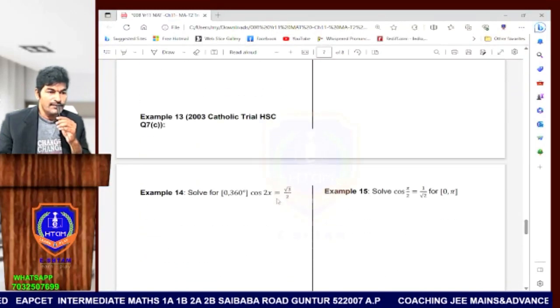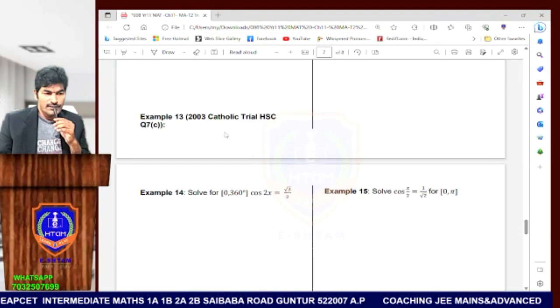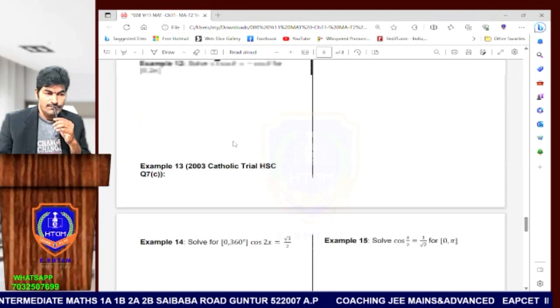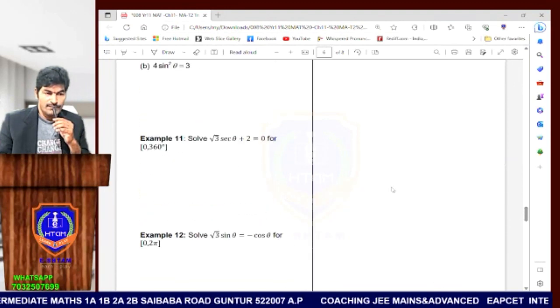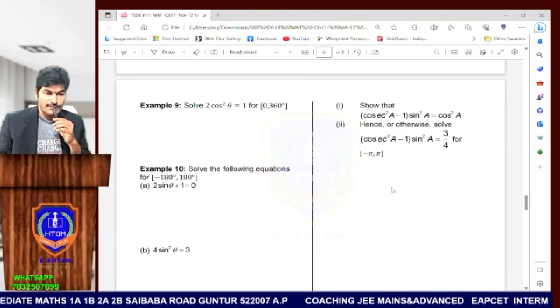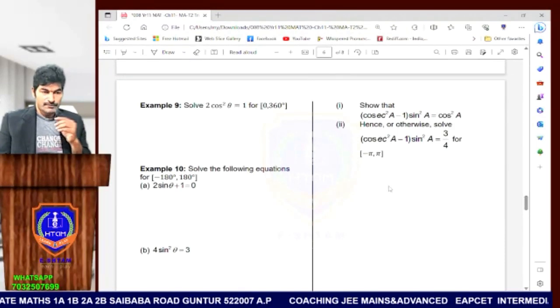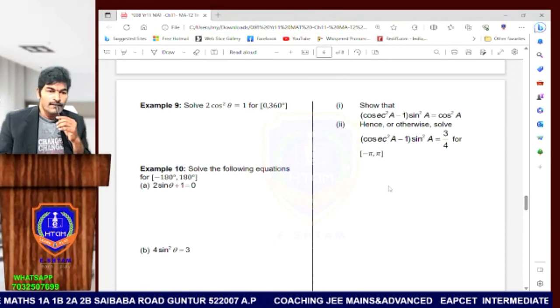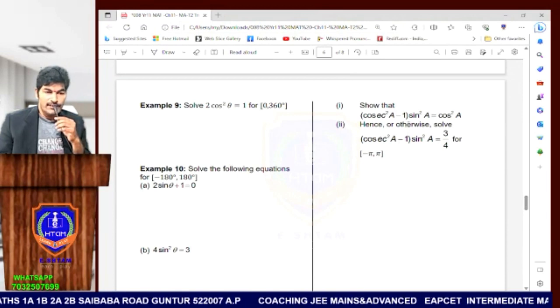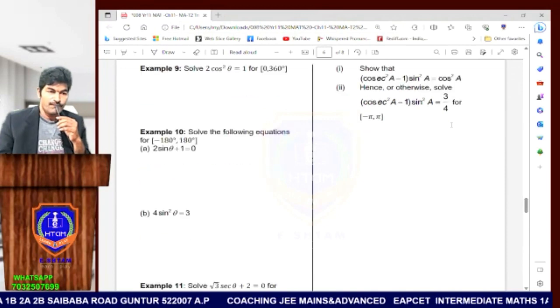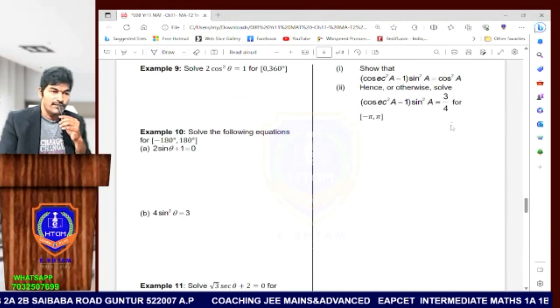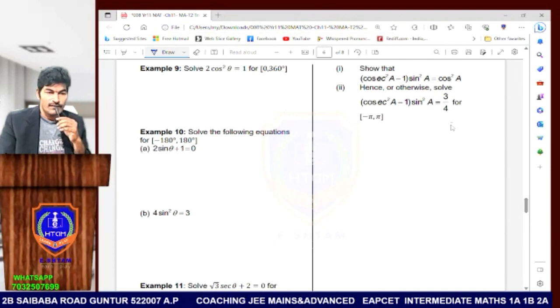Now, example 13, 2003 Catholic Trial HSC question, Question 7C. Where is example 13? So maybe this is example 13. Show that cosecant square A minus 1 into sine square A equals cos square A. Okay, I will solve this question here.